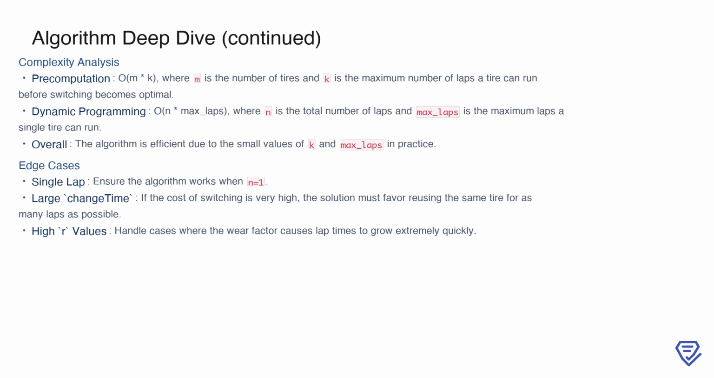Additionally, we need to account for edge cases. For instance, when n equals 1, the algorithm should correctly handle this simple case. If the switching cost is very high, the solution must favor reusing the same tire for as many laps as possible. On the other hand, with higher values, the wear factor causes lap times to grow rapidly, requiring the algorithm to adjust its strategy accordingly.